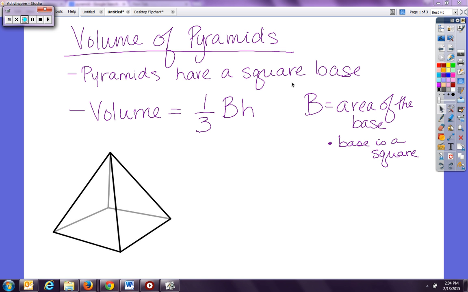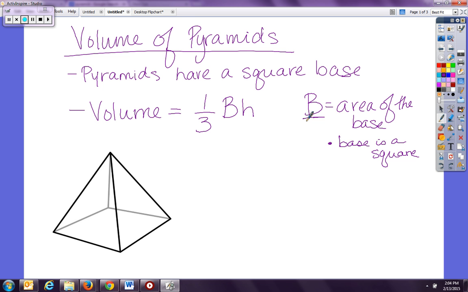So this is different than a triangular pyramid. A triangular pyramid, the base would be a triangle instead of a square. So it would only have 3 lateral faces instead of 4. So I have here that the formula for the volume is 1/3 the area of the base times the height.